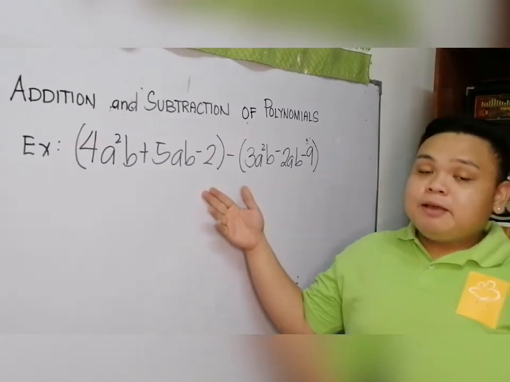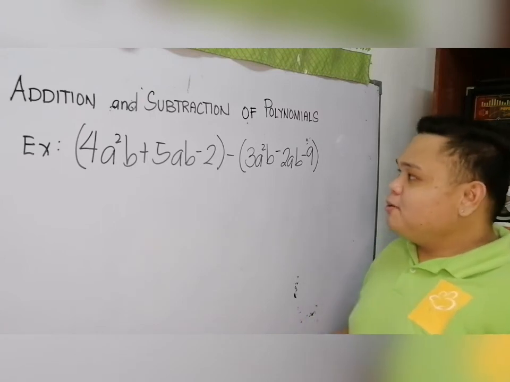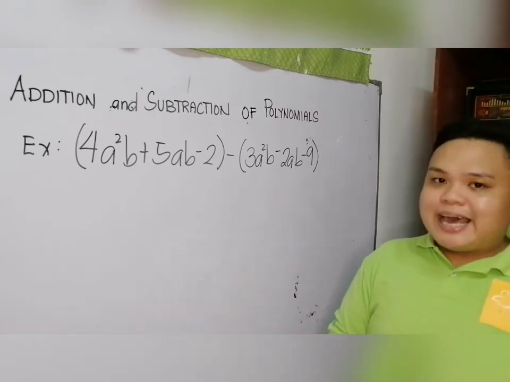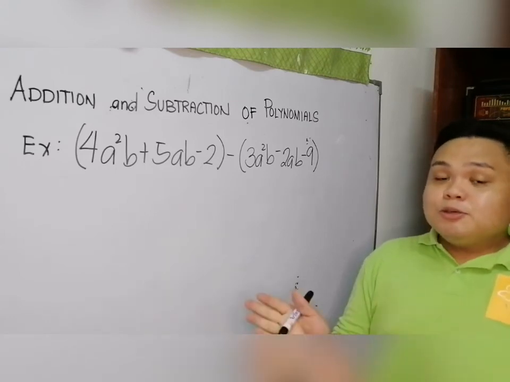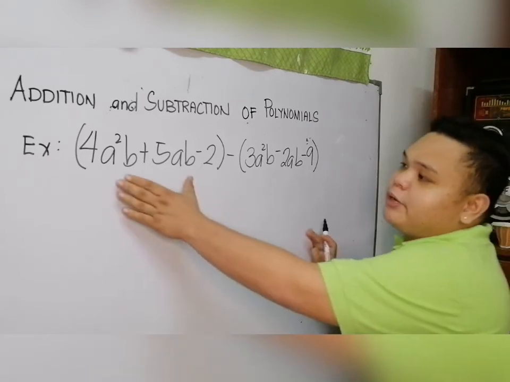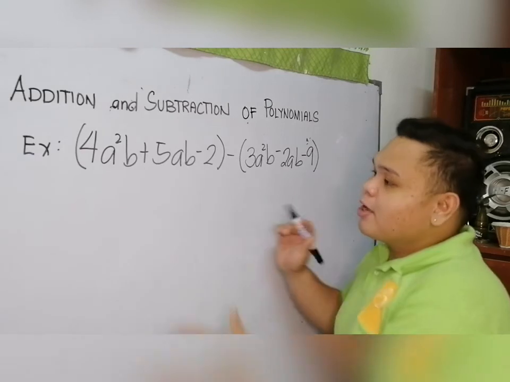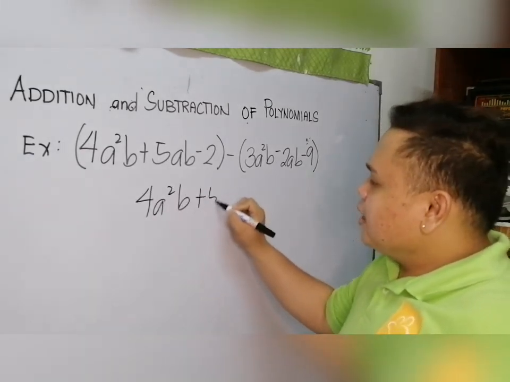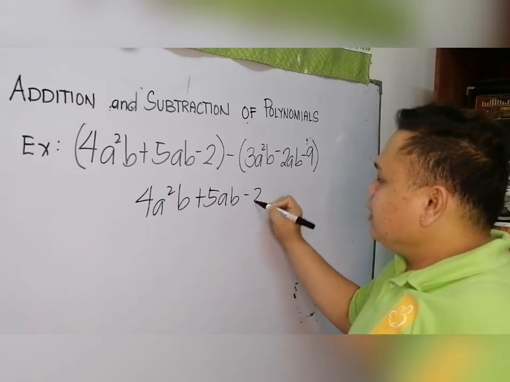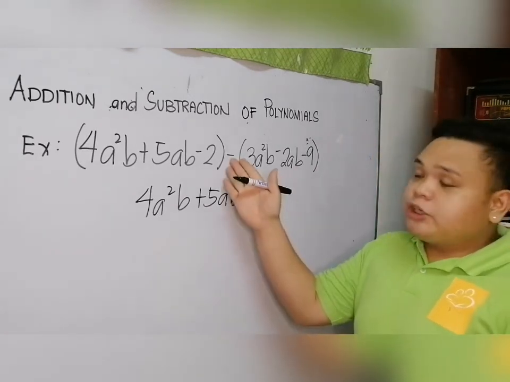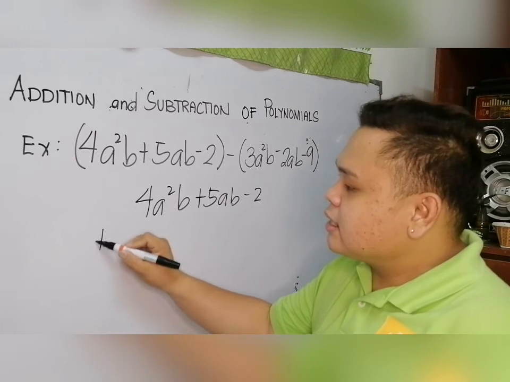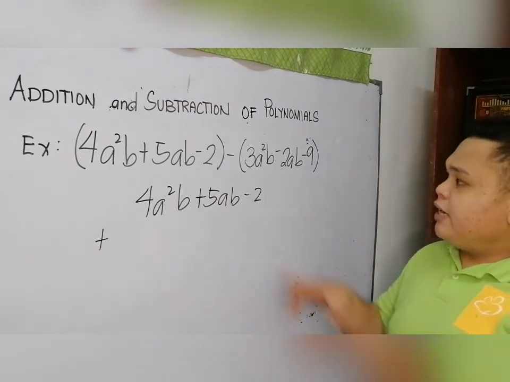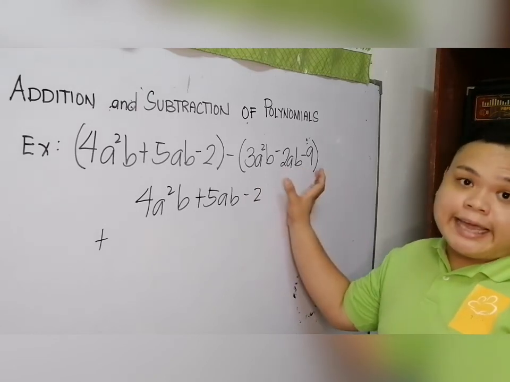Next, 4a squared b plus 5ab minus 2 minus the quantity of 3a squared b minus 2ab minus 9. Again, all we need to do is to do CPO. What we're going to do here is to copy our first given. We have 4a squared b plus 5ab minus 2. And then we're going to change the minus sign to plus sign. And then get the opposite sign of each numerical coefficient of the second given.